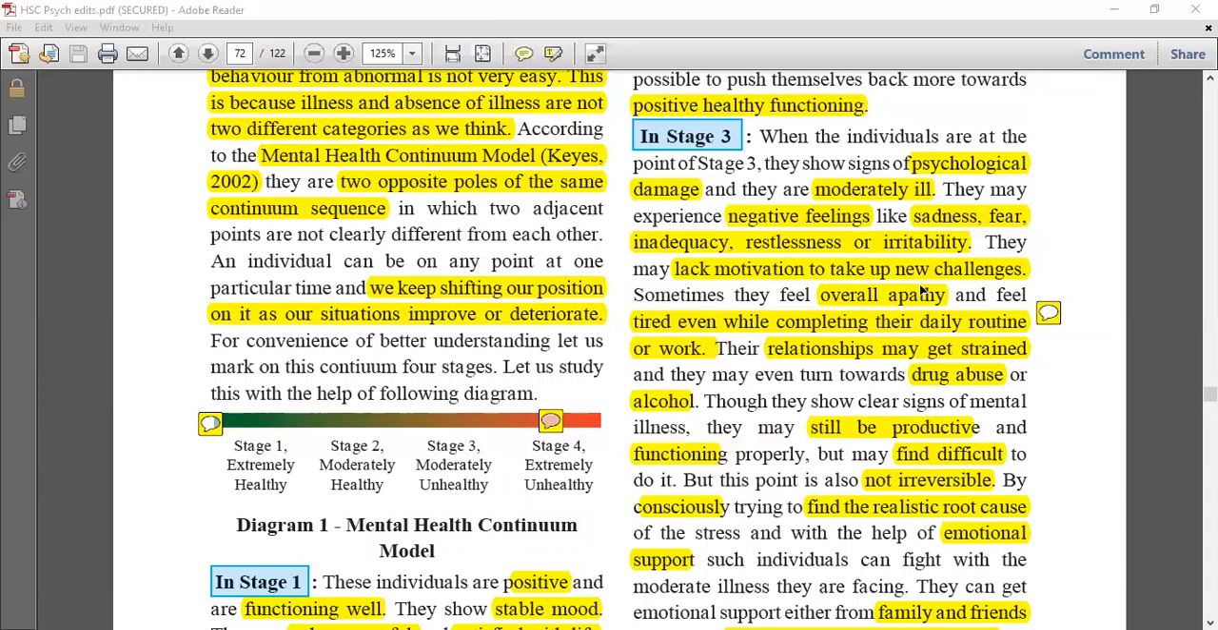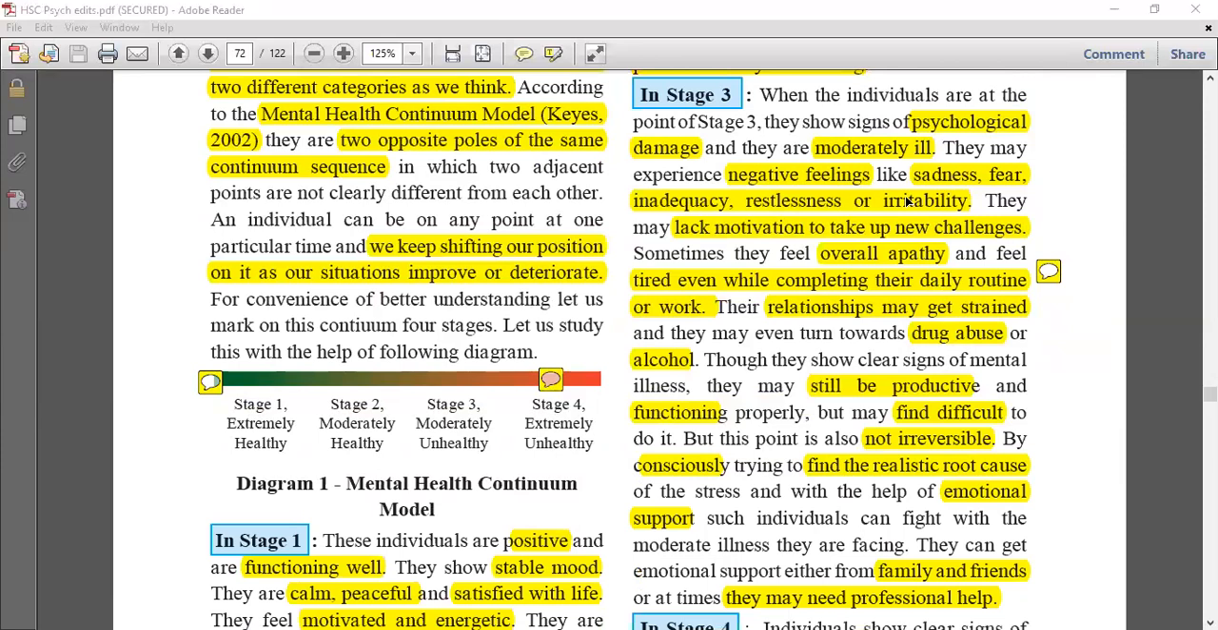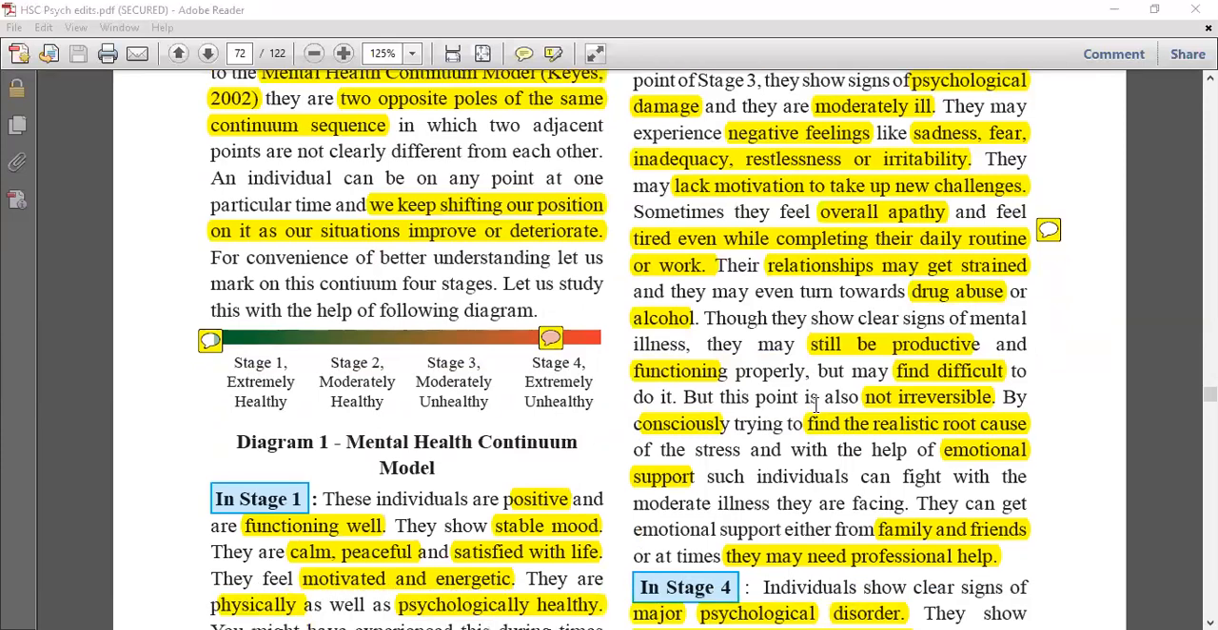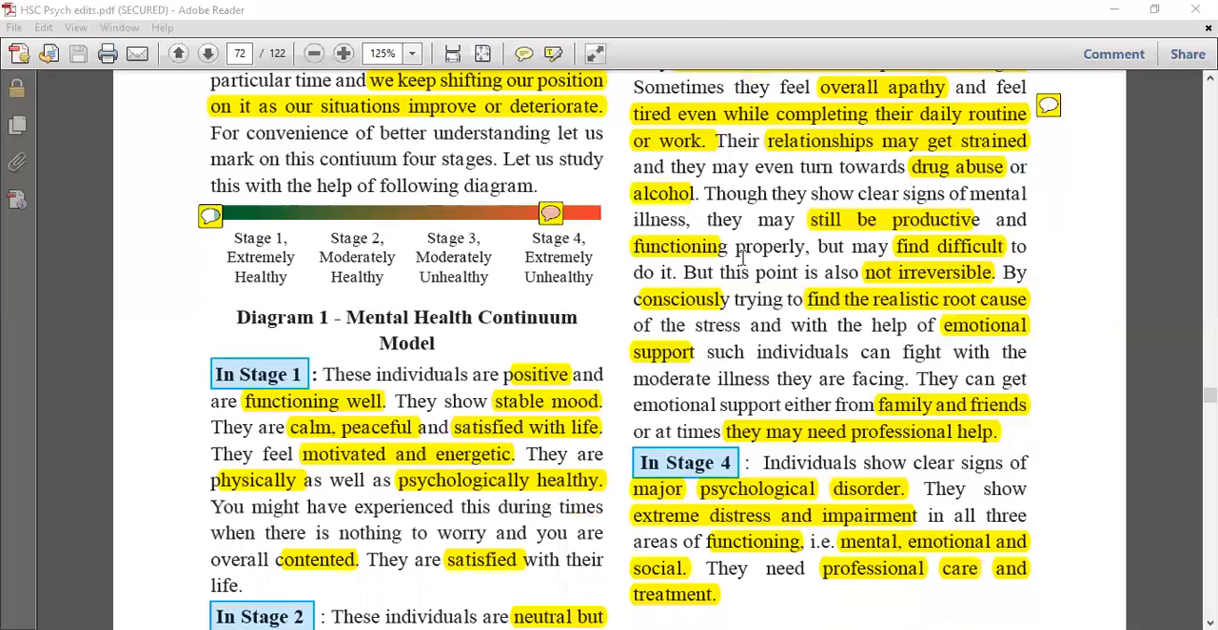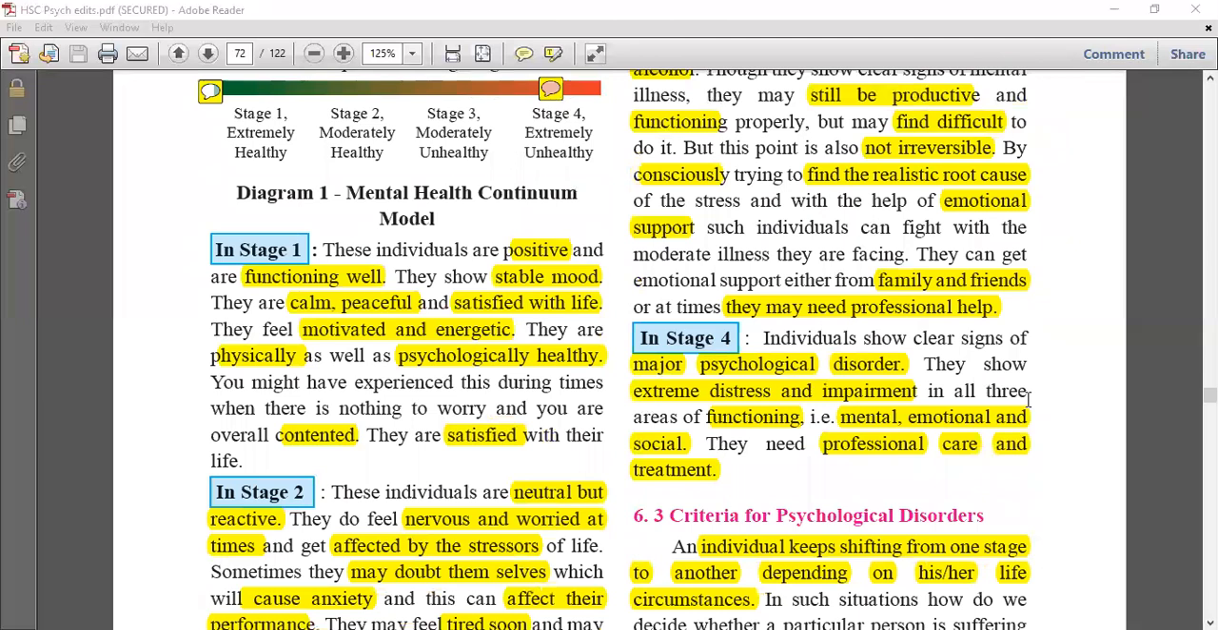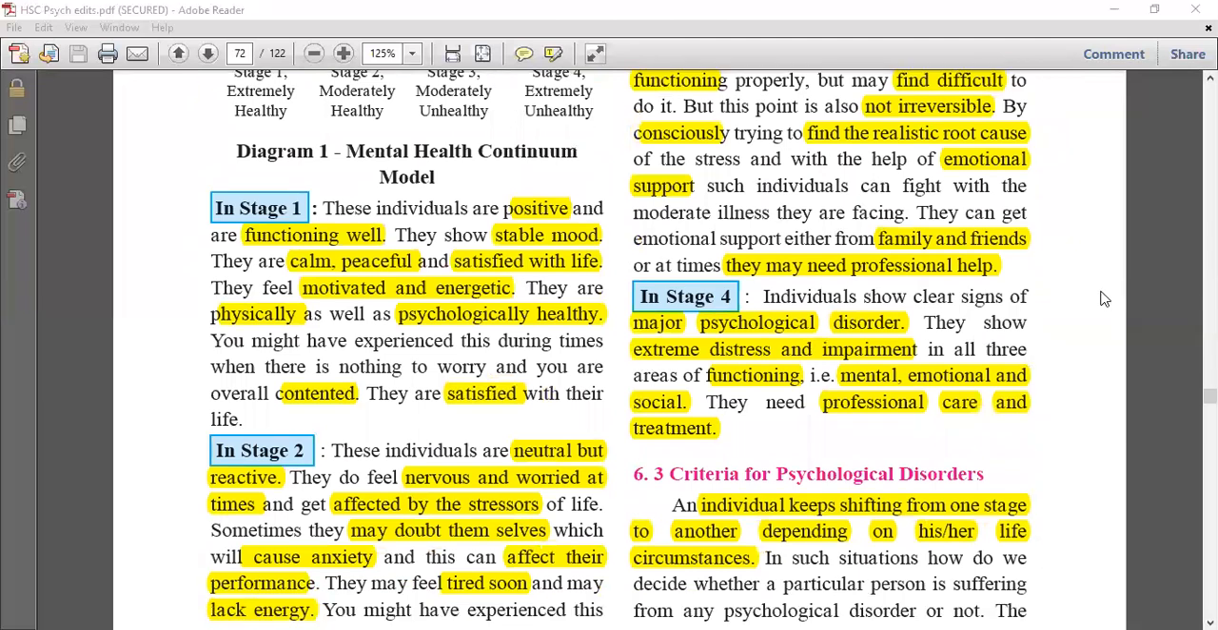So this is stage 3 where there is overall apathy, that is, you don't feel happy emotions, you're not expressing your emotions so much, you're not motivated, irritable, you feel inadequate. Okay, relationships get strained, people may also turn to drug abuse, alcohol. You can still be productive in this stage, but you may find it difficult. A lot of people come for counseling at this stage. They may still be productive, and it can be reversed. So with professional help, you can get them back.